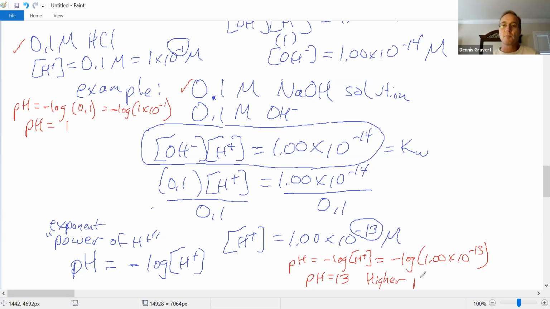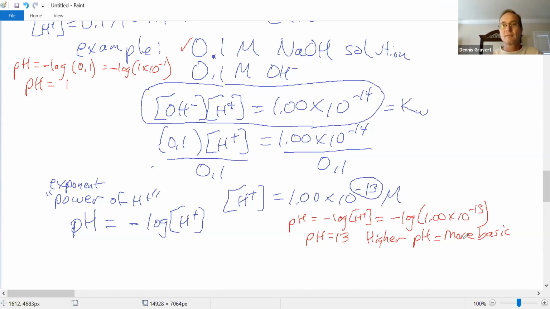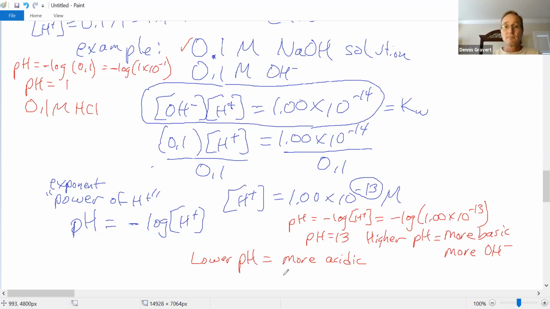Or a better idea is higher pH means it's more basic, which means more hydroxide ions, because the hydroxide ions are basic. And then lower pH equals more acidic, right? So stomach acid, very acidic. 0.1 molar HCl, that's a lot of hydrochloric acid. The pH is equal to 1. So with a lower pH, that means it's more acidic and more H plus ions. And that's your pH scale.